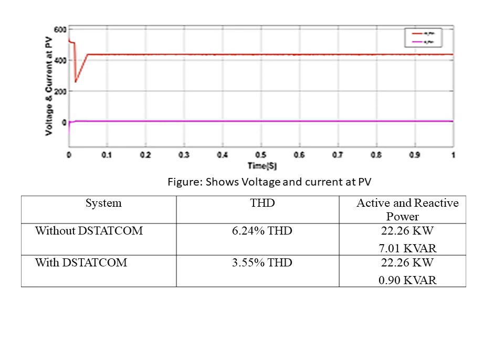If you compare the total harmonic distortion present in the source current before connecting the Dstatcom, it is 6.24%, and when we connect the Dstatcom, the total harmonic distortion in the source current is 3.55%. The active and reactive power is 22.26 kW and 7.01 kVAr without Dstatcom, and with Dstatcom it is 22.26 kW and 0.90 kVAr. That means we can reduce the reactive power content present in the system by connecting the Dstatcom in shunt across the load at the point of common coupling. So this is the advantage of the Dstatcom in reducing the reactive power and increasing the power quality of the system.